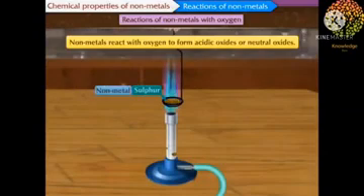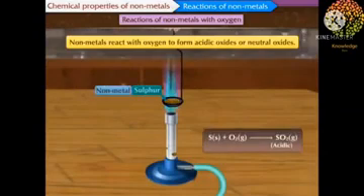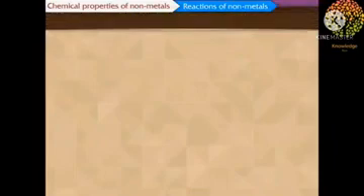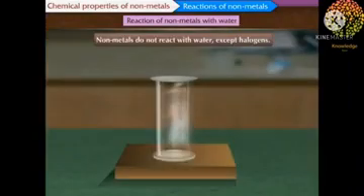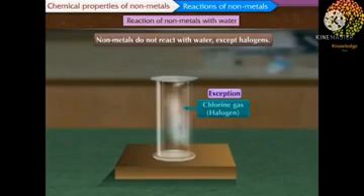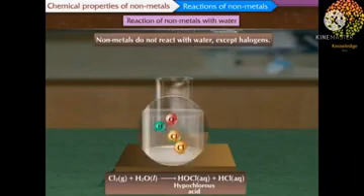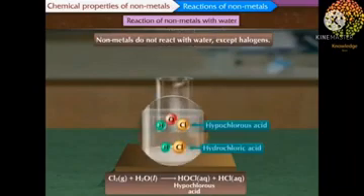Sulfur is also a nonmetal. It reacts with oxygen to form an acidic oxide called sulfur dioxide. Reaction of nonmetals with water. Generally, nonmetals do not react with water except halogens. For example, chlorine dissolves in water to form hypochlorous acid and hydrochloric acid.